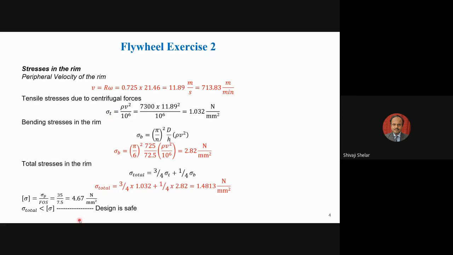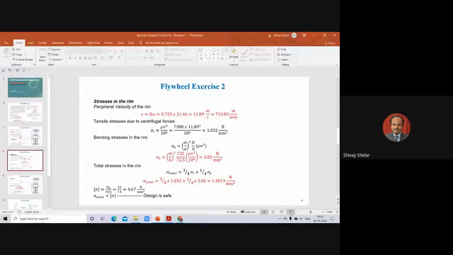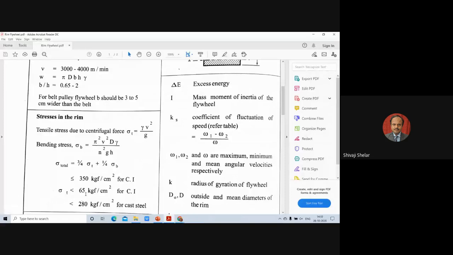So if you go to the PSG data book, that limit also you can check here, because you can check that value also. What they are saying, sigma T should be less than 65 kg per centimeter square. 65 means 6.5 Newton per millimeter square. So let's take in our calculation whether it is smaller or not.